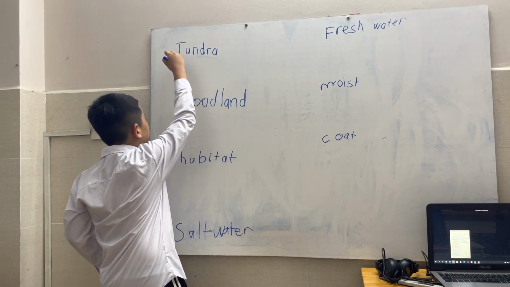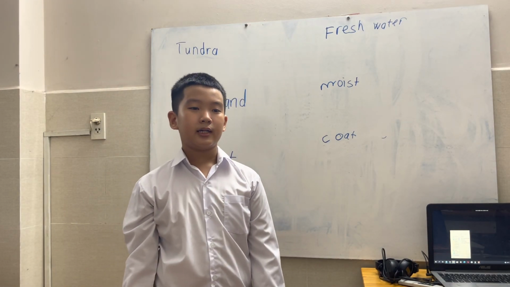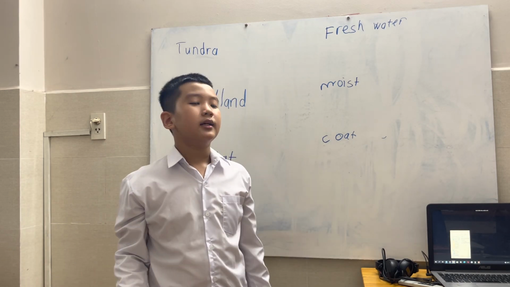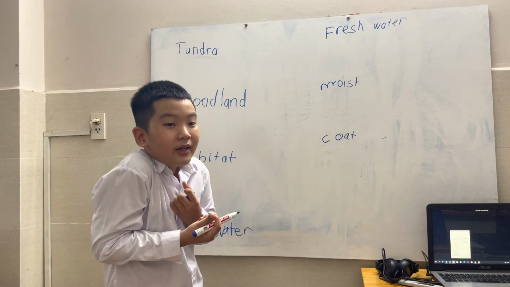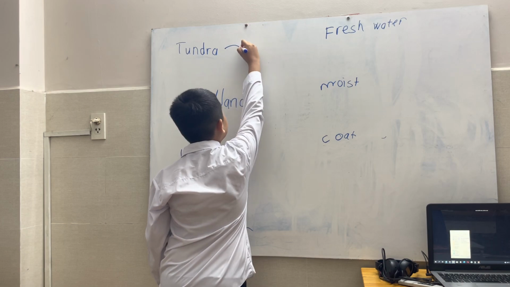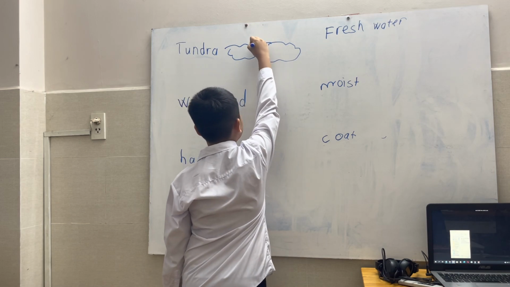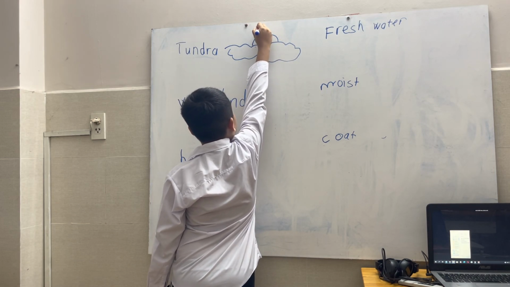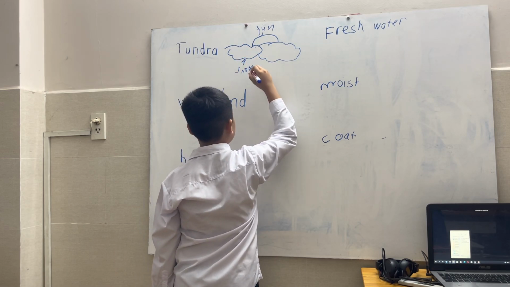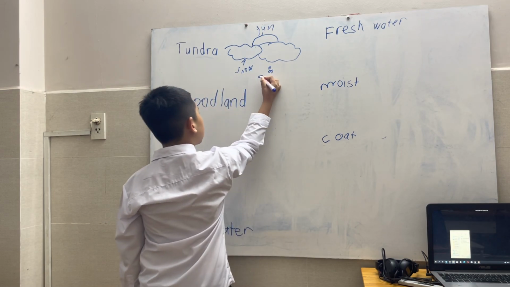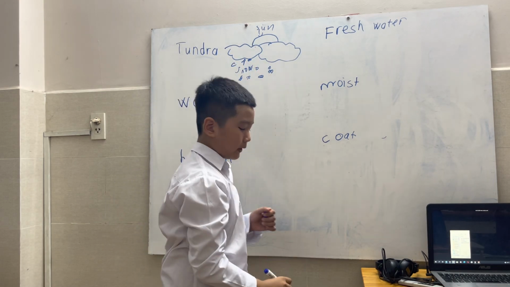So first, let's start with tundra. Tundra. Say it with me. Tundra. So, what is tundra? Tundra is a really cold place. Even the sun only comes out a bit. Here, I'll draw a picture of the tundra. This is where the sun is. And these are the snow clouds ready to fall down. So that's why I'm saying to you that the tundra is a very cold place.